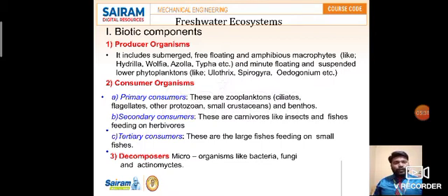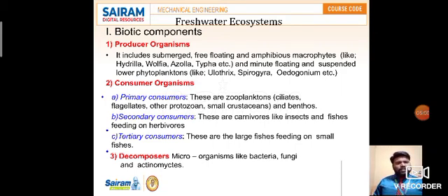The first one is producer organisms. It includes submerged, free floating, and amphibious macrophytes like hydrilla, and suspended lower phytoplanktons. These are the producer organisms. They will produce their food on their own under the fresh water.